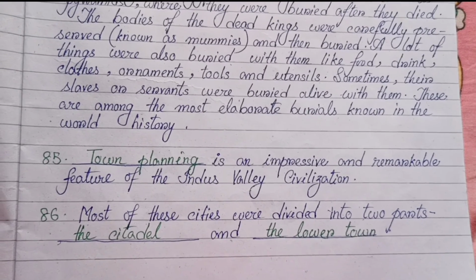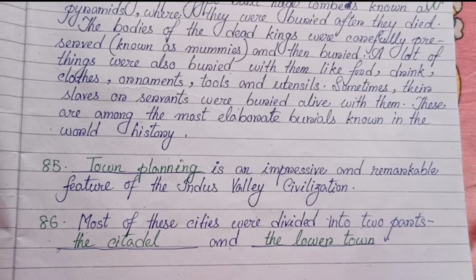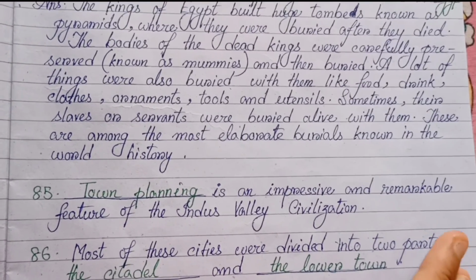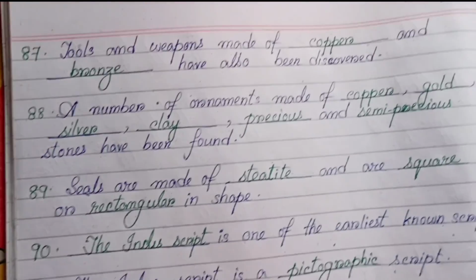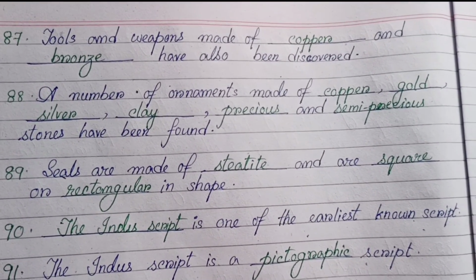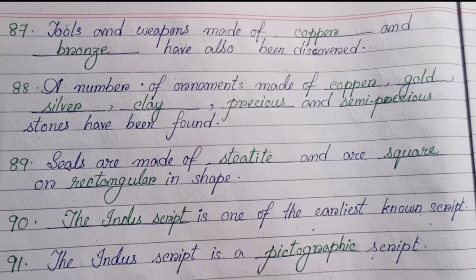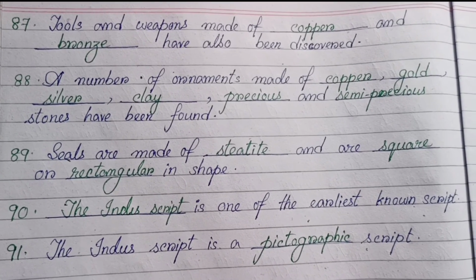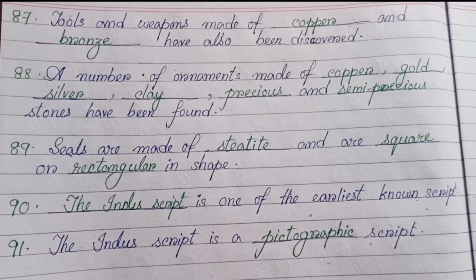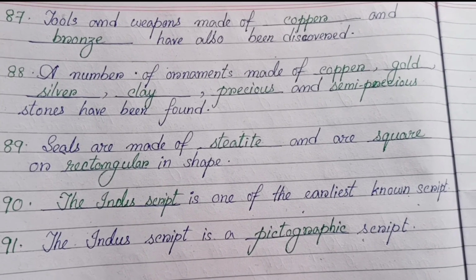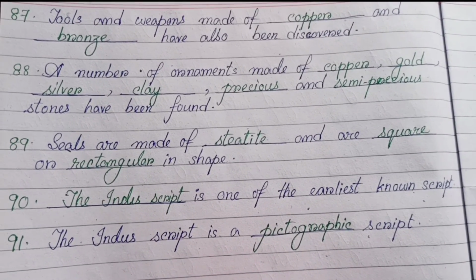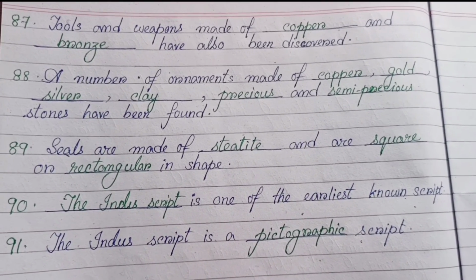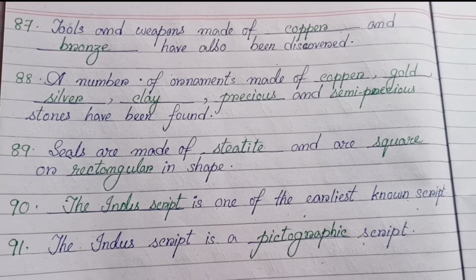85. Town planning is an impressive and remarkable feature of the Indus Valley Civilization. 86. Most of these cities were divided into two parts, the citadel and the lower town. 87. Tools and weapons made of copper and bronze have also been discovered. 88. A number of ornaments made of copper, gold, silver, clay, precious and semi-precious stones have been found. 89. Seals are made of steatite and are square or rectangular in shape. 90. The Indus script is one of the earliest known scripts. 91. The Indus script is a pictographic script.